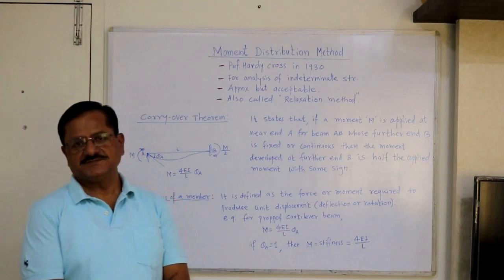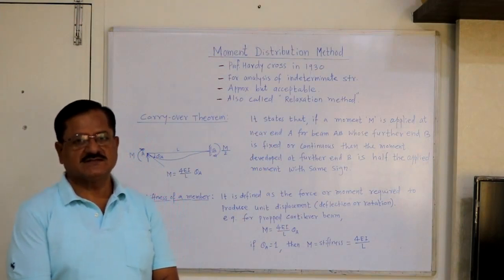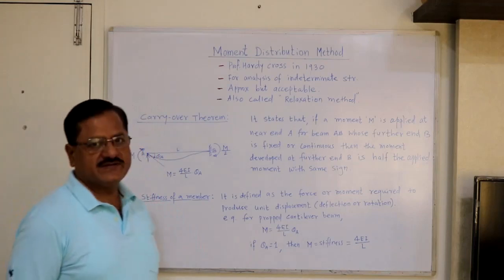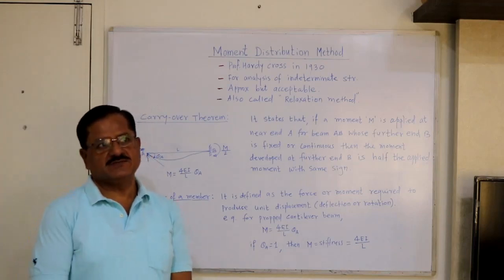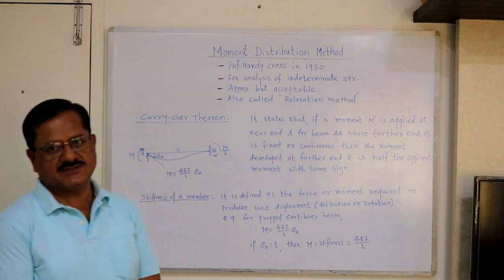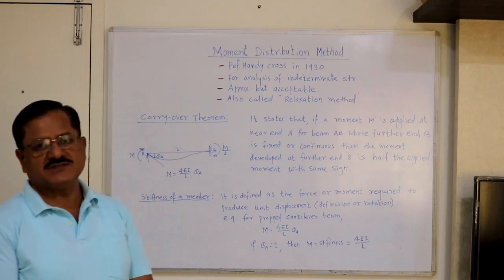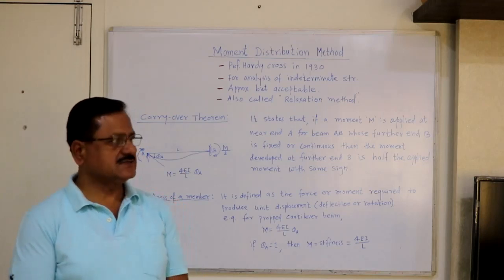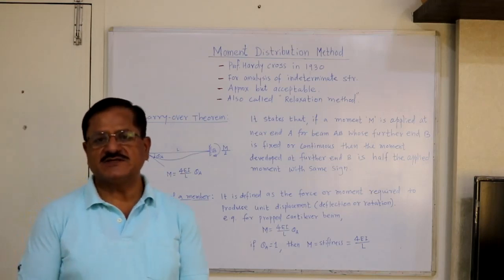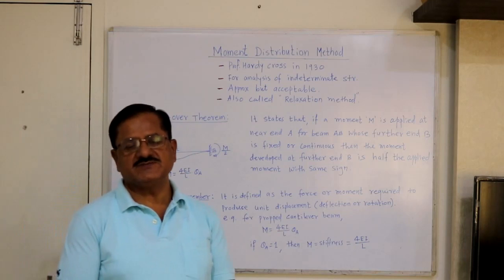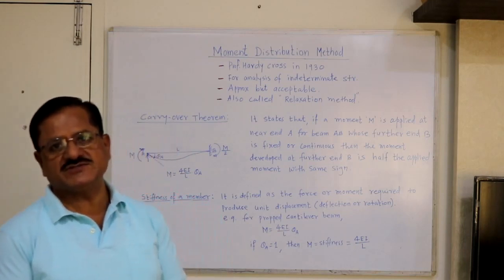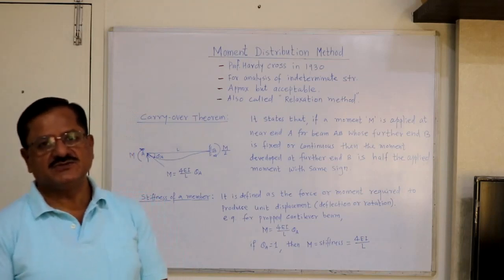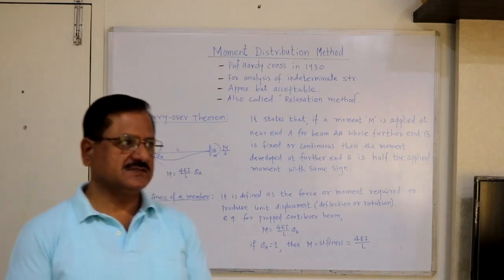Welcome friends. Today we will start a new topic, the moment distribution method. We have already finished the slope deflection method for analysis of indeterminate structures. The moment distribution method is also used for analysis of indeterminate structures such as propped cantilever beams, fixed beams, continuous beams, portal frames, etc. So all types of frames we can solve by using the moment distribution method.